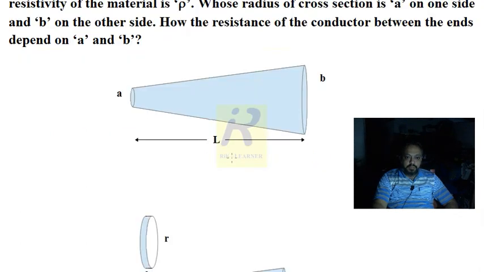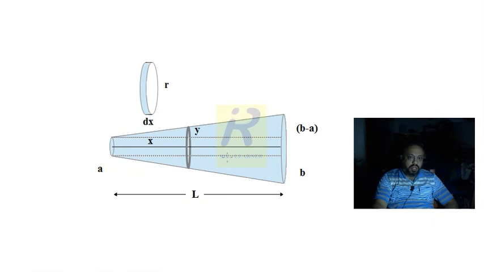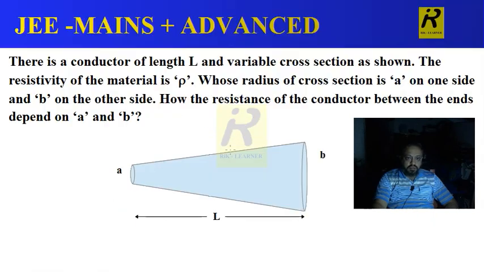Now, I am extending this picture in a different way to find the answer. So, what actually do we have to find? We have to find the resistance of the conductor, which is given here, right. So, the resistance of the conductor between the ends, from here to here. So, how much resistance we have between the ends and how it depends on the two terms A and B. This is to be found.